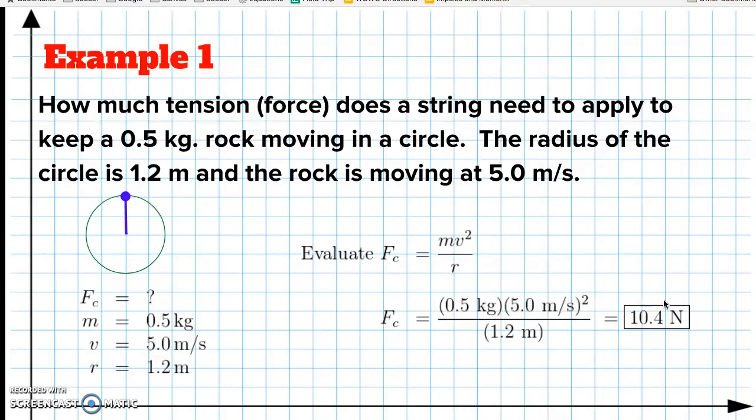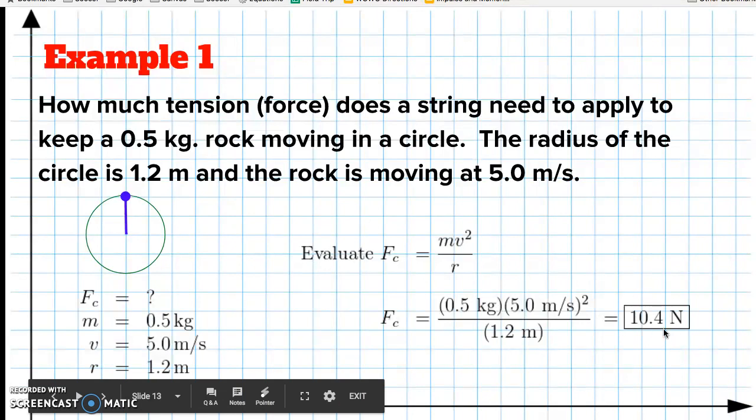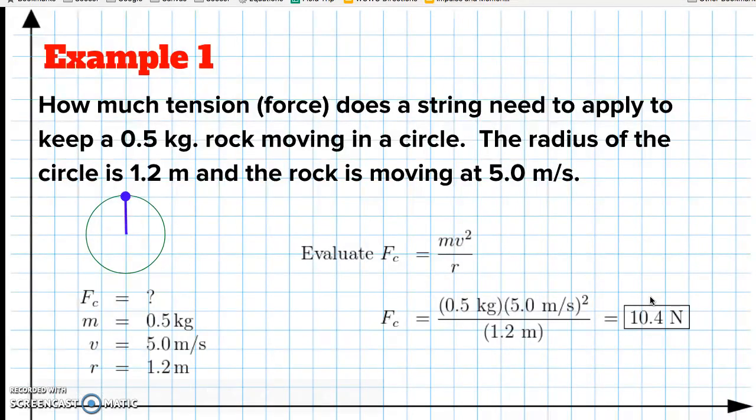An interesting note, if you swung this around faster and faster, it would require a greater and greater force. And if the force that is required to make it move in a circle is greater than the tension of the string, the string will break and the rock will move in a straight line from the point where the string breaks.